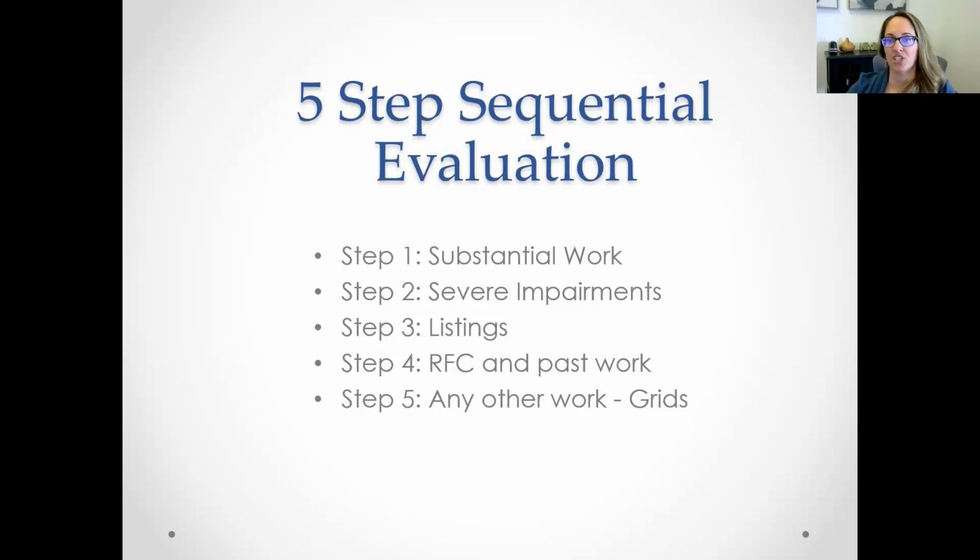This changes, but in 2025, substantial work means earning $1,620 a month gross pre-tax, okay, earnings. If you're earning substantial work, then you are not qualified for receipt of disability benefits, even if your condition is really, really bad. If you're able to earn $1,620 a month, then you cannot move on. You'll just get an automatic denial. They won't even look at your medical records, okay?